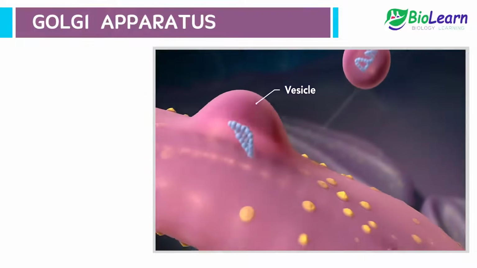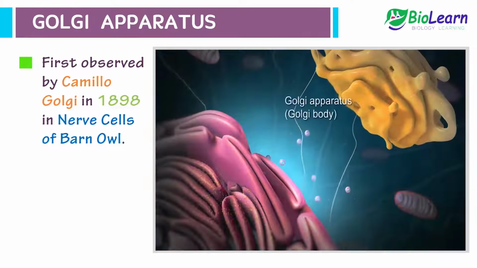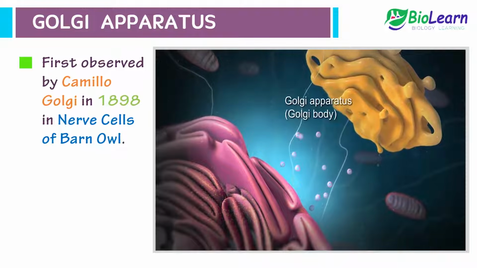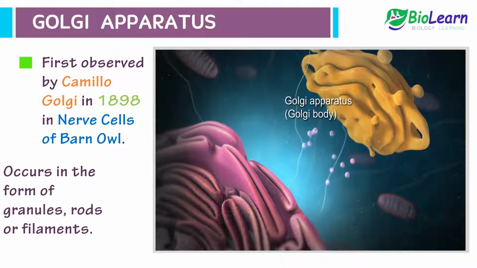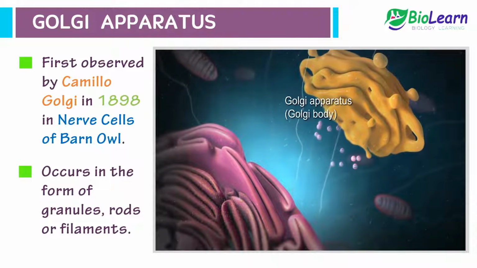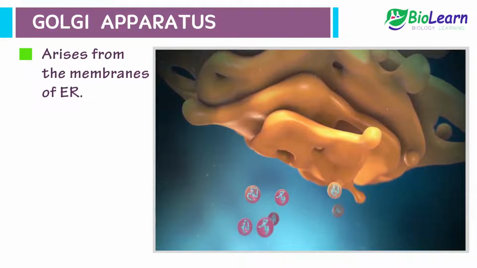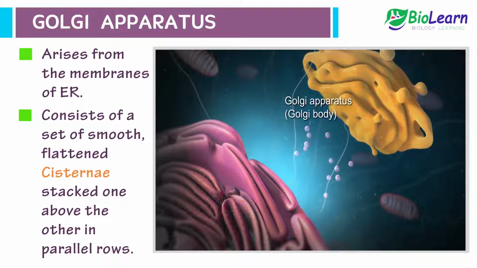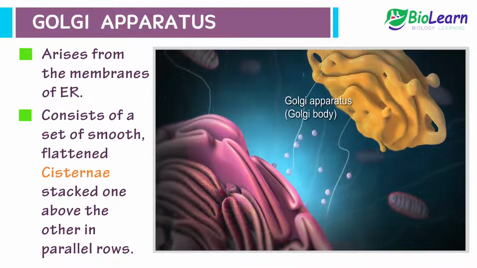The next prominent organelle is the Golgi apparatus. Golgi apparatus was first observed by Camillo Golgi in the year 1898 while studying nerve cells of barn owl. It occurs in the form of granules, rods, or filaments and arises from the membranes of endoplasmic reticulum. It consists of a set of smooth flattened cisternae stacked one above the other in parallel rows.